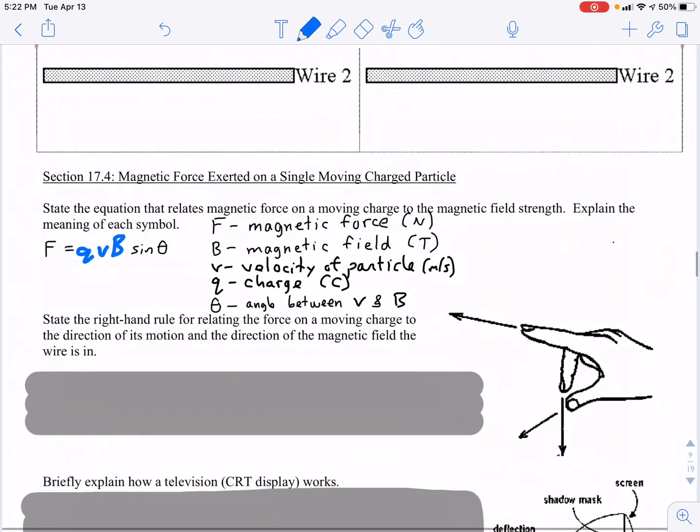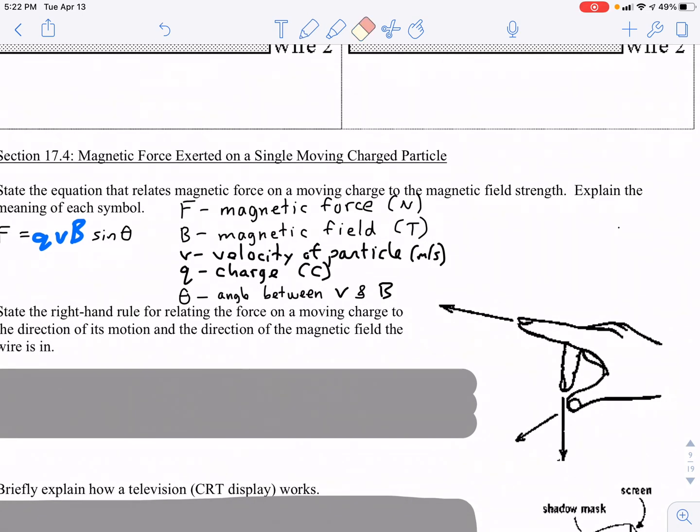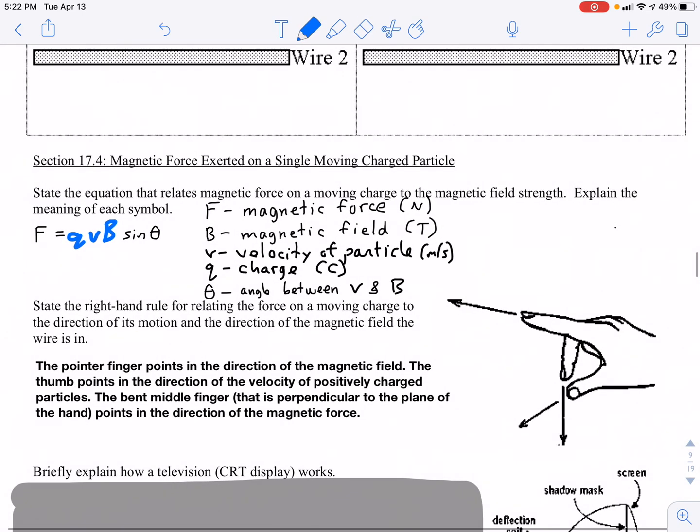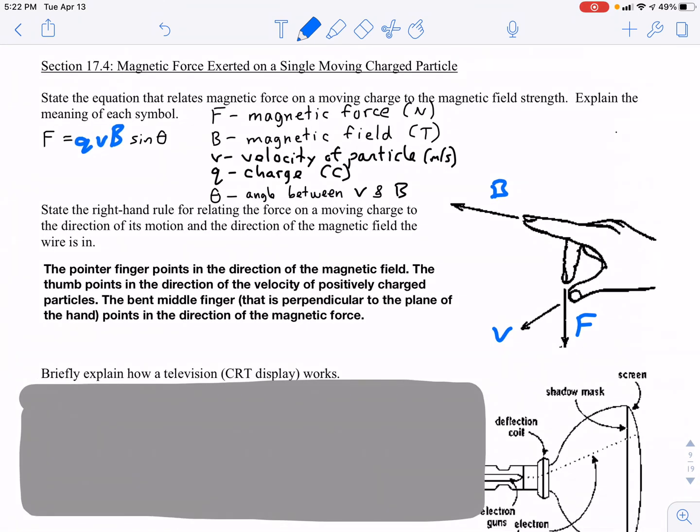QVB. Little typo there. Where F is the magnetic force in newtons, B is again the magnetic field in Tesla, V is the velocity of the particle in meters per second, Q is charge in coulombs, and theta is still the angle between the motion and the field, which is still the angle between the thumb and the finger. The pointer finger is still the magnetic field. The thumb is still the motion, but motion is now velocity instead of current. And the finger is still the force. So the rule still applies.